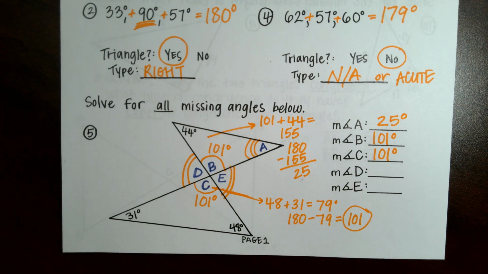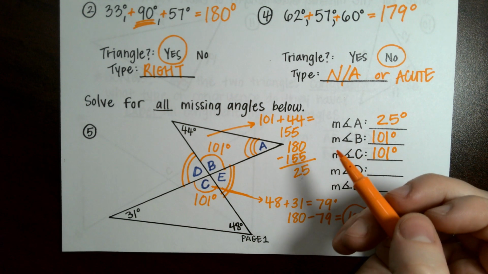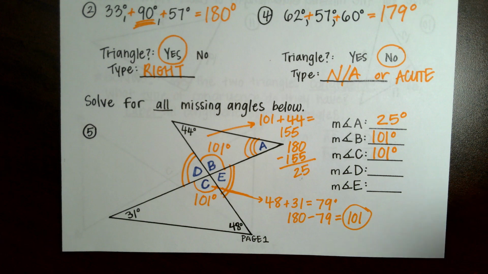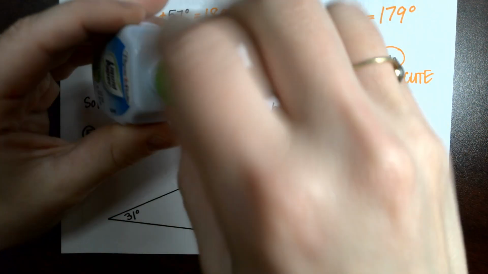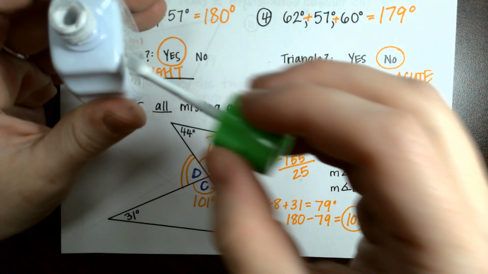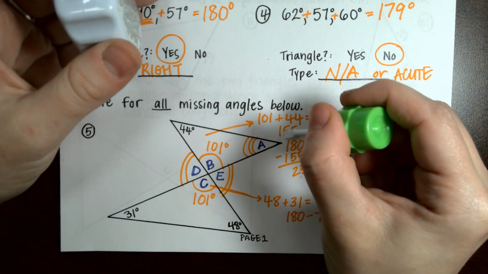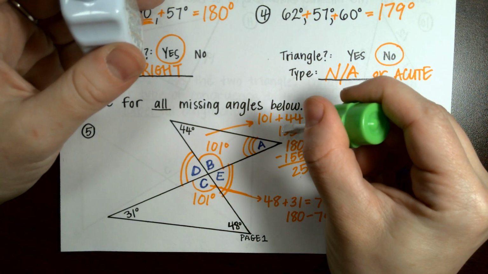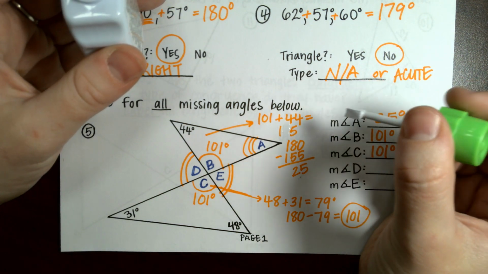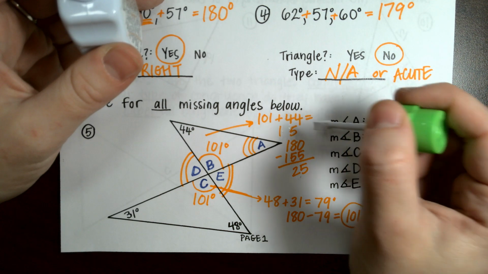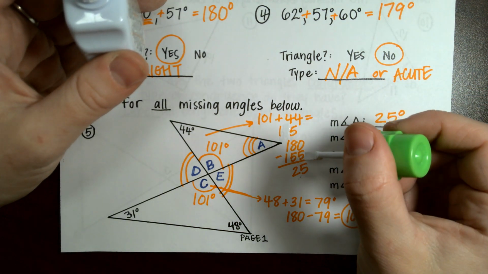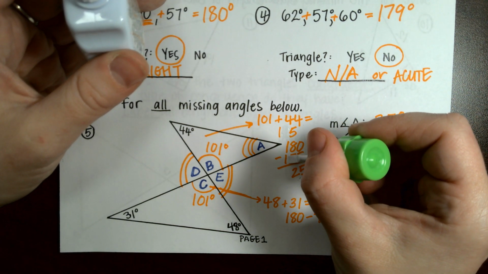Wait, how do you get 155 from doing 101 plus 44? Oh, I'm wrong. It's 145. Wow. Good catch, Ritson. We're going to fix that. Thank you. I don't know why I was thinking 155. Can't rely on mental math sometimes. Actually, it's 146. Or 146? Now I'm confused all the way. I'm messing everybody up.